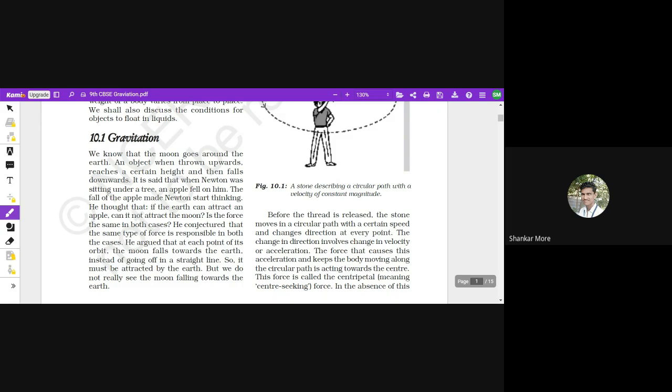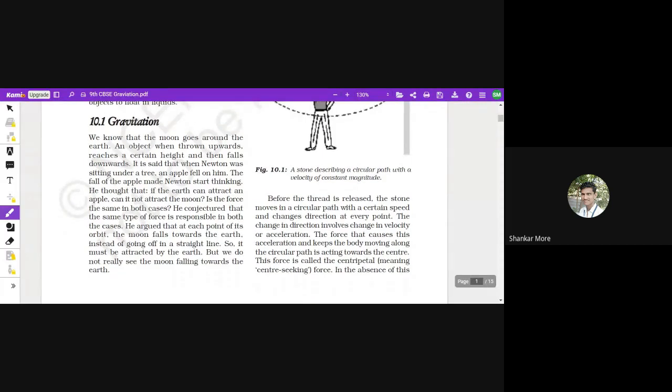Okay, so where were we? So Isaac Newton sat under a tree. Okay, somebody is trying to join. Sharanjit Kaur it is. Okay. Okay, so where were we, students?